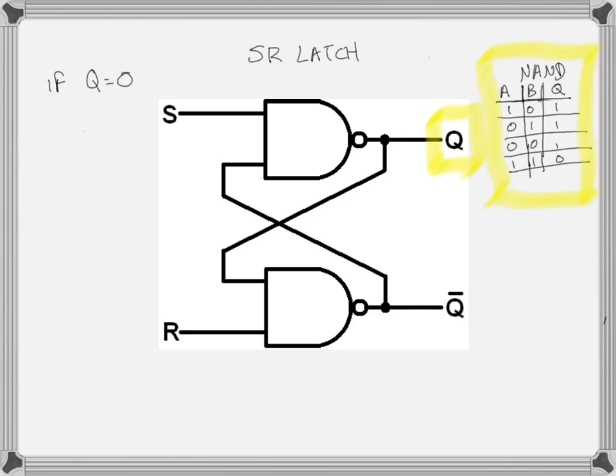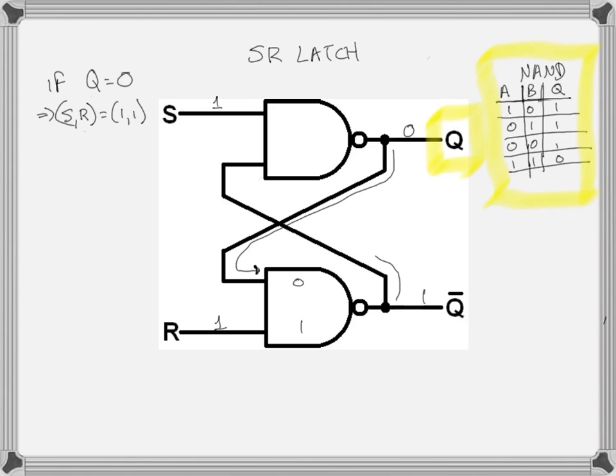If Q equals 0, and we input an S and an R as 1, 1, that means we're putting a 1 in on the S, we're putting a 1 in on the R, and we're saying Q equals 0. Let's see what is going to output. Well, that 0 goes in as an input to the bottom NAND gate. So in the bottom NAND gate we have a 0, 1, and the output of a 0, 1 NAND is a 1. So there's a 1 there, which is the opposite of 0, so that makes sense.